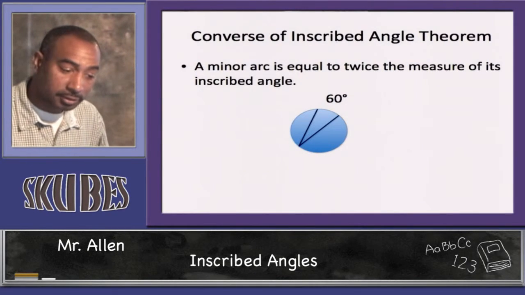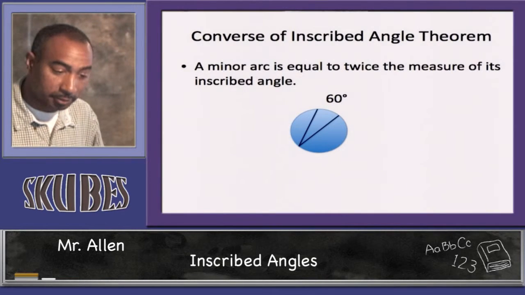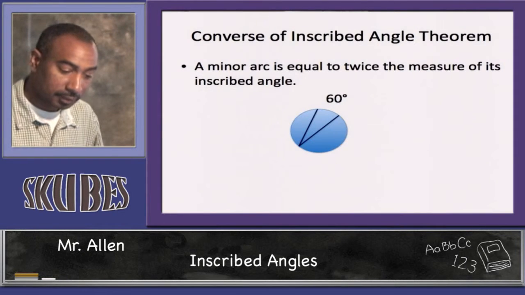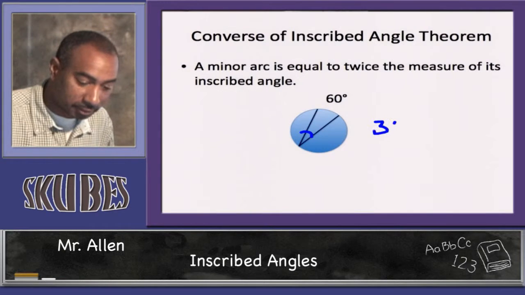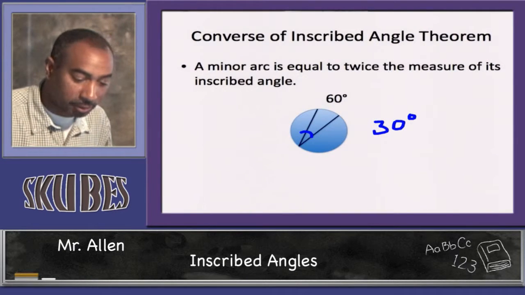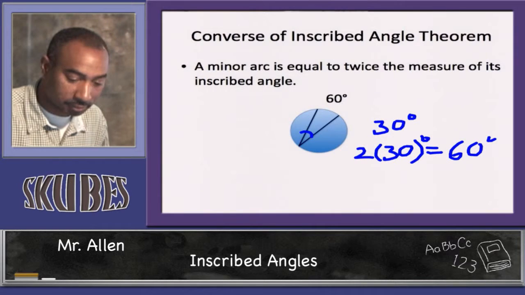Let's look at the converse of the inscribed angle theorem. A minor arc is equal to twice the measure of its inscribed angle. So if I tell you that this angle is 30 degrees, you know to take twice that to find out the measure of the arc, which is 60 degrees.